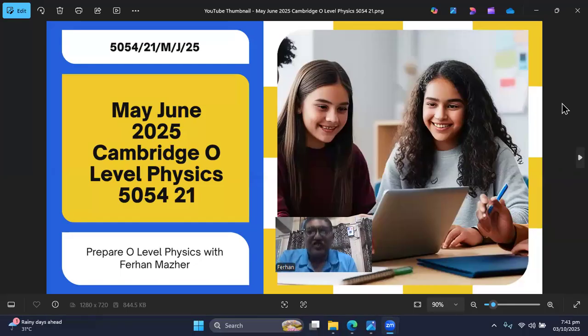Good morning, dear students. My name is Ferhan Mazher, and the subject we are studying today is Cambridge O-Levels Physics 5054. Today we have set our hearts to solve a Paper 2 of this subject. The paper we have selected for the solution is the May-June 2025 2-1 paper. This Paper 2 belongs to Zone 1.